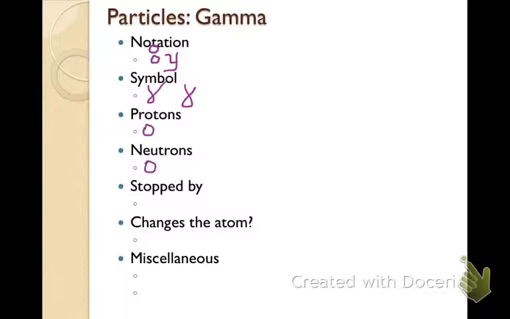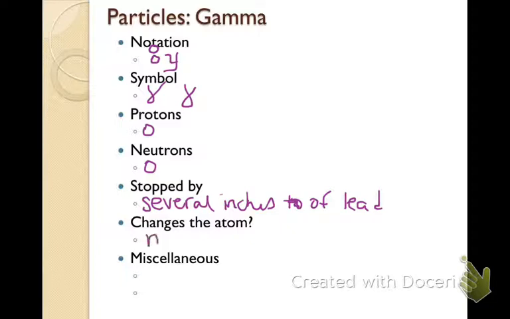These are very strong particles, so they actually need to be stopped by several inches of lead. If you go to the doctor's office and you need x-rays, and they put a vest on you, that's actually to help prevent certain types of particles from your x-ray. Your gamma particles are actually very similar to x-rays in energy. This does not change the atom itself because you have not changed the number of protons. And again, they are similar to x-rays.